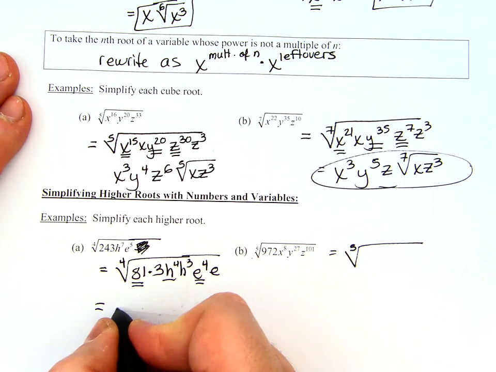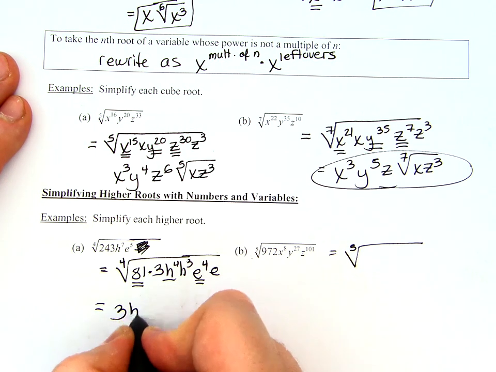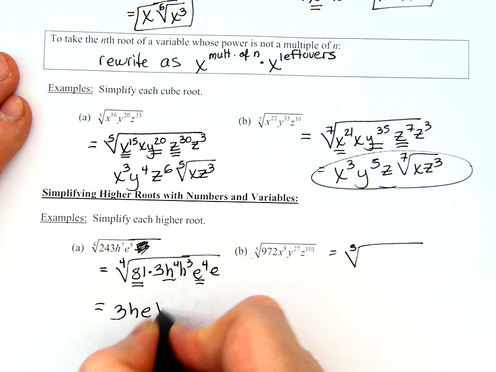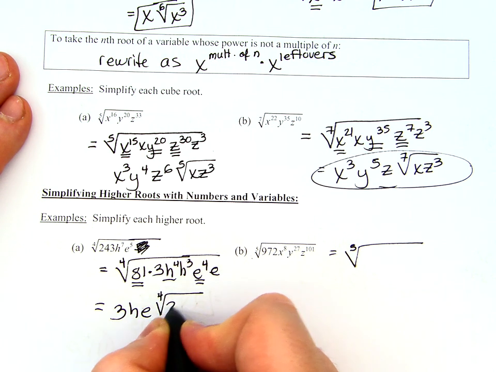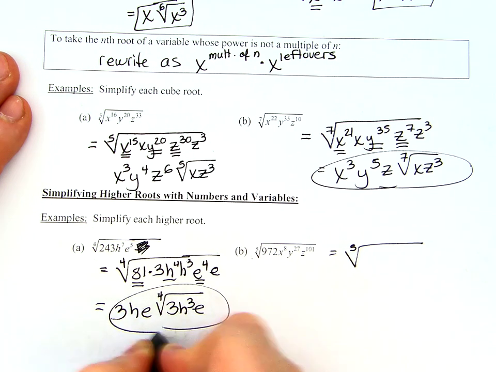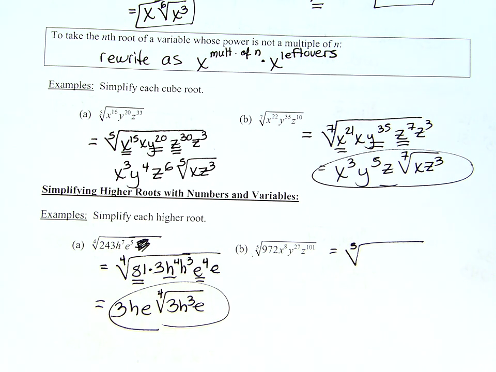Then we're going to go 4th root of 81 is 3. 4th root of h to the 4th is h. 4th root of e to the 4th is e. Inside we get 3 h cubed e. Yes?